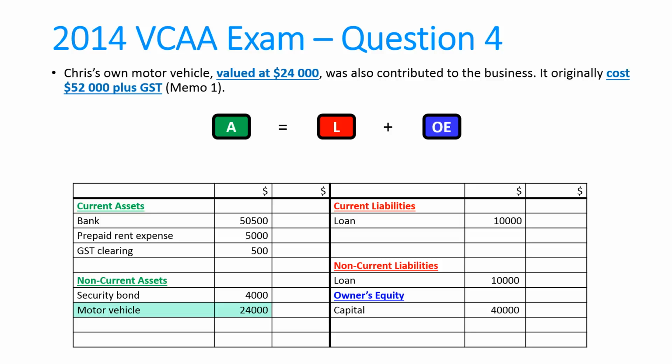But we've only got one thing happening. We need a second thing. What's happened here is the owner's made a capital contribution, not in the form of money, but in the form of a car. The effect is the same though. Capital will go up to $64,000.